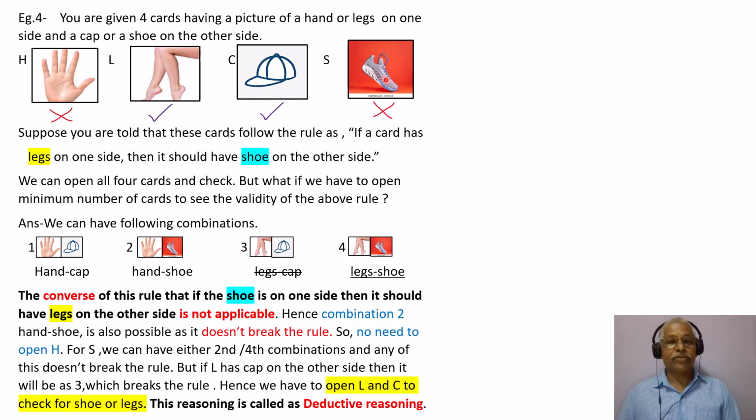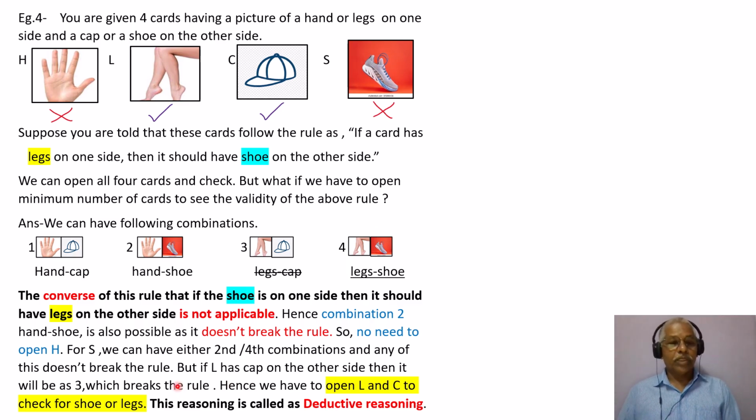Similarly, for S, shoe, we can have either the second or fourth combination. Here also on the other side we can have hand or legs, and any of these doesn't break the rule. So we can have either the second or fourth combination, and any of this doesn't break the rule. So we need not open this. We have seen we need not open this, and now we have seen that we need not even open this.